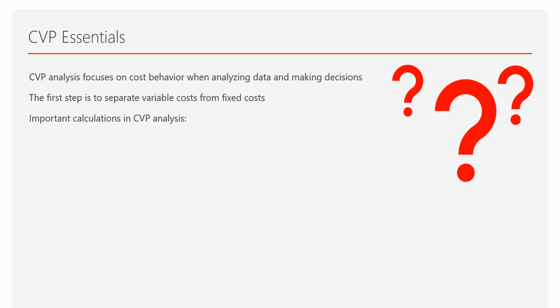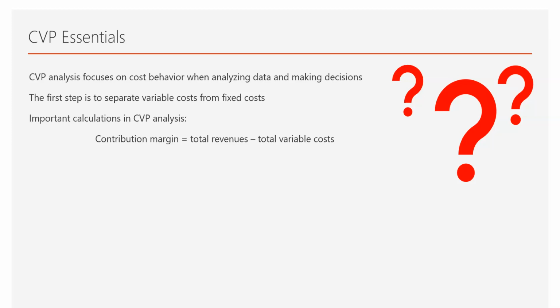Now, the first step is to separate our variable costs from our fixed costs. If we have any type of mixed costs, we need to go ahead and use either the high-low method or regression analysis we talked about in cost behavior to separate those costs. Once we've got those costs separated, then we can continue. Now, let's take a look at some important calculations in CVP analysis.